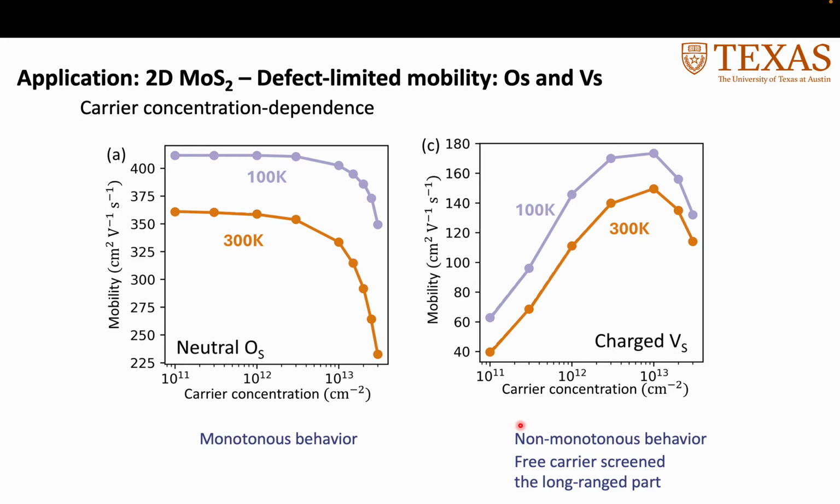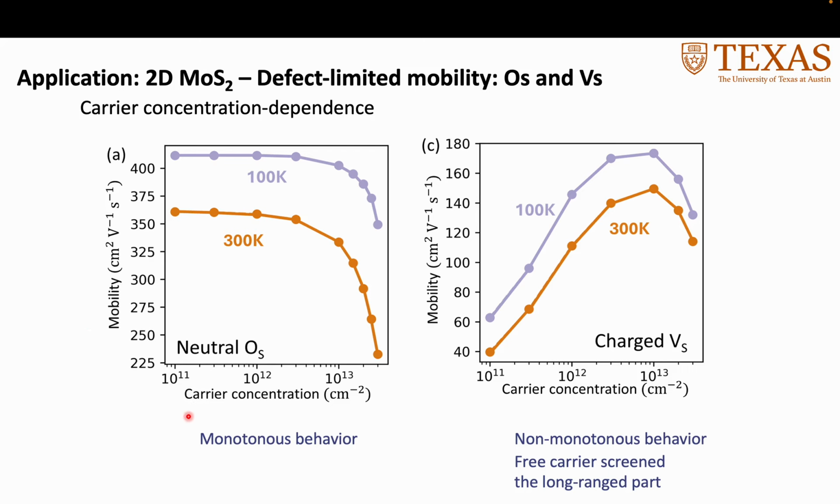After that, we can calculate the transport properties of the material. So here is the comparison between the neutral oxygen substitute defect and the charge defect we used in the previous example. We compared their defect limited mobility. These two show the carrier concentration dependence of the mobility behavior.